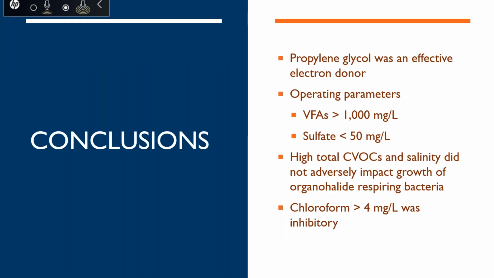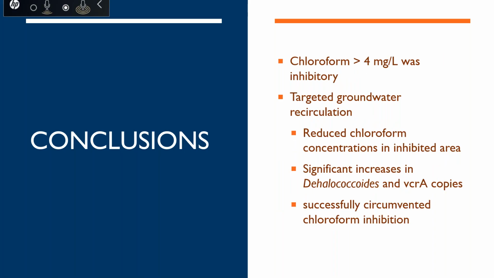And in terms of site management, looking at all the factors together and using statistical analysis, we were able to understand some site operating variables where we want our VFA concentrations at least 1,000 milligrams per liter. We want our sulfate to be less than 50, so that we can get greater concentrations of Staphylococcus and other reductive dechlorinating organisms. We also found through this that we want our chloroform to be less than 4 milligrams per liter in order to have good DHC response.